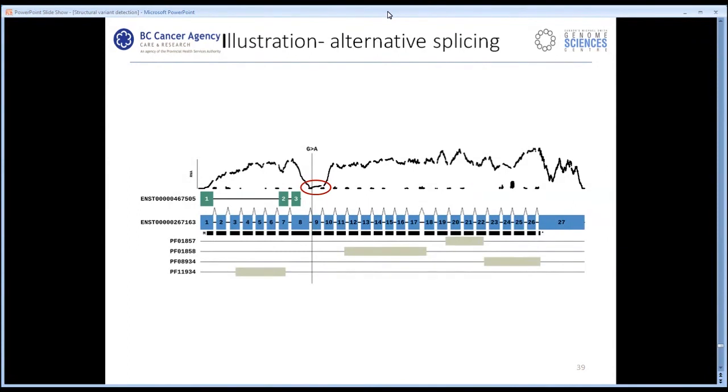We can also model alternative splicing. So in this diagram, we have a G2A splice site mutation seen in the genome, which is linked to an exon 9 skipping event in the RNA, and we've overlaid the expression level analysis to show that the expression for exon 9 is lost, which ties in with the splice site mutation and the exon skipping event. So these can all be tied together in a nice diagram.